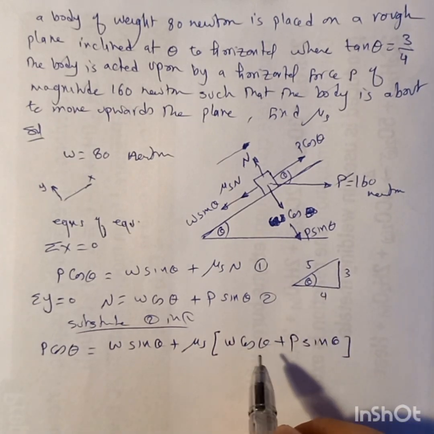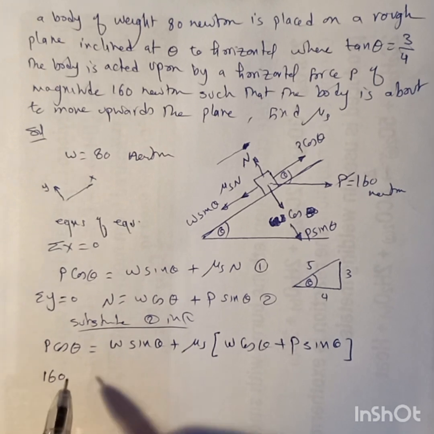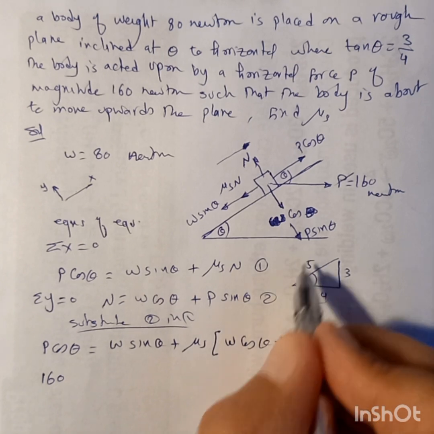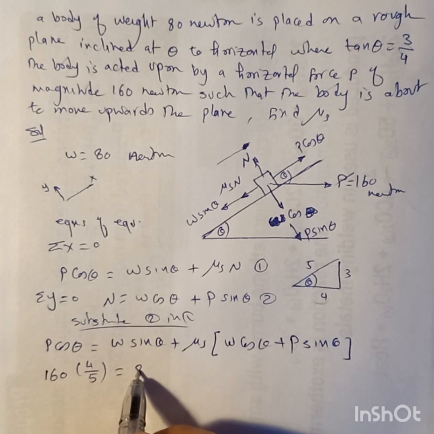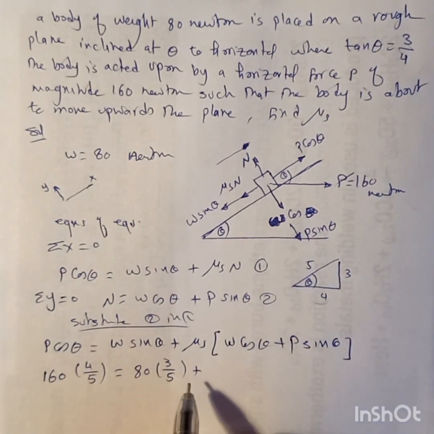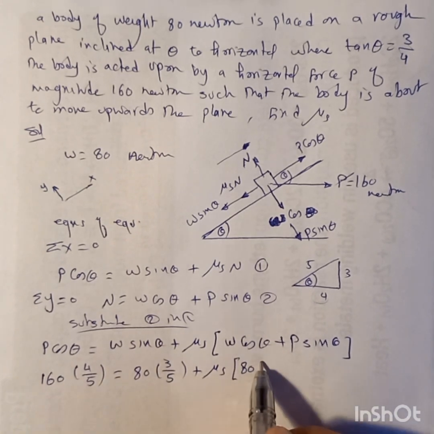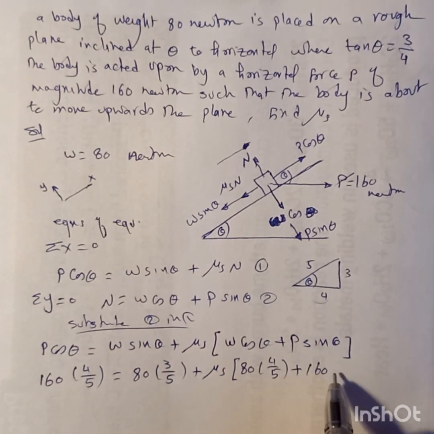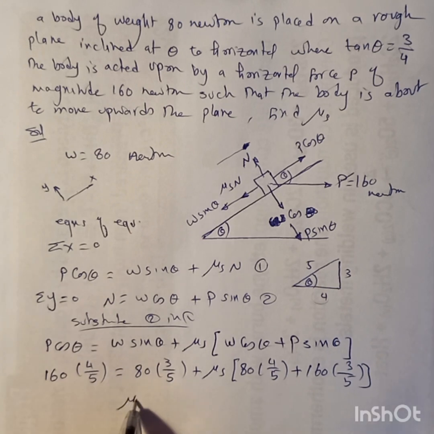Now we can substitute the figures. P is 160, cosine theta is 4/5, equals W is 80, sine theta is 3/5, plus mu s, which is required to find, times W is 80, cosine theta is 4/5, plus P 160, sine theta is 3/5. Then from this equation we can find mu s.